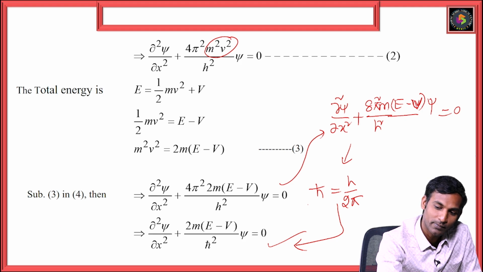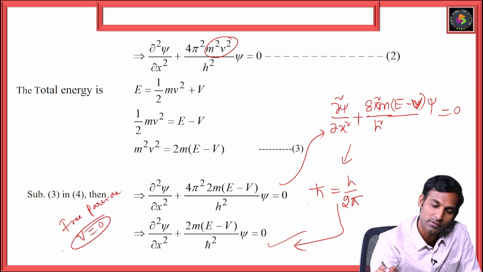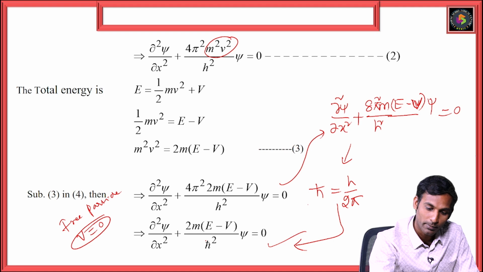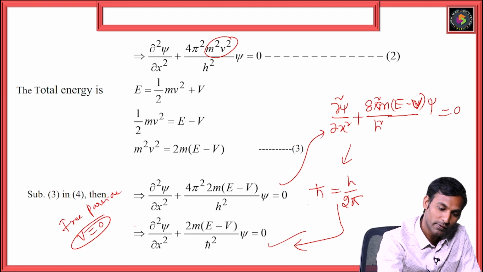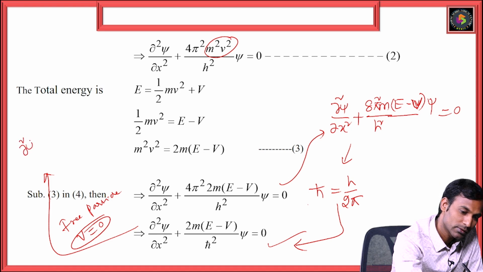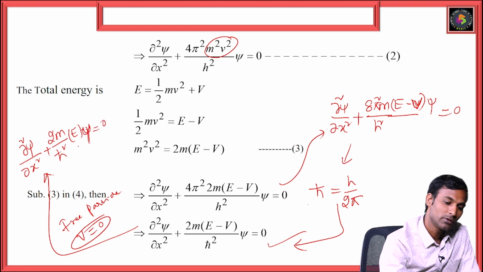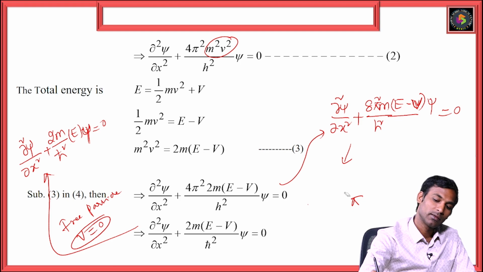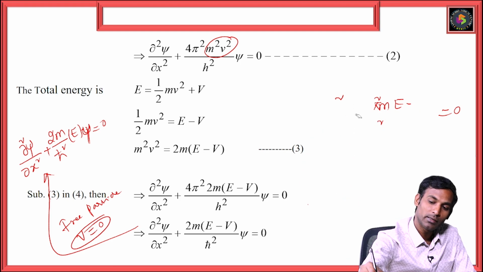If a particle is a free particle, the potential energy is equal to 0 in this equation. So this equation can be written as dou square psi by dou x square plus 2m by h cut square, E psi is equal to 0. There is no V here, because V is equal to 0. If it is a free particle, the potential energy can be taken as 0. That is one of the important points, a key factor for the Schrodinger time independent equation.